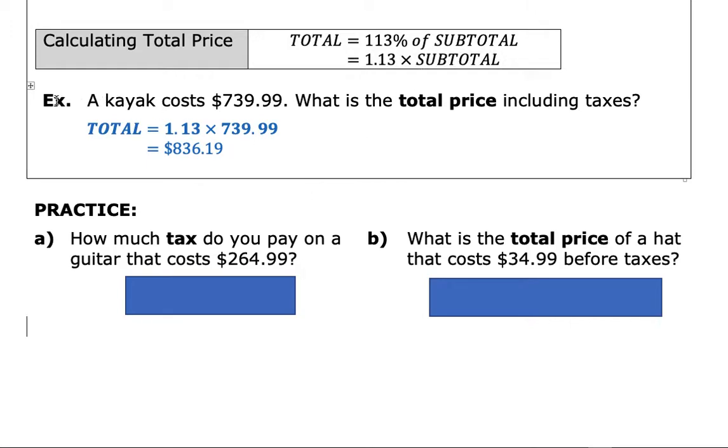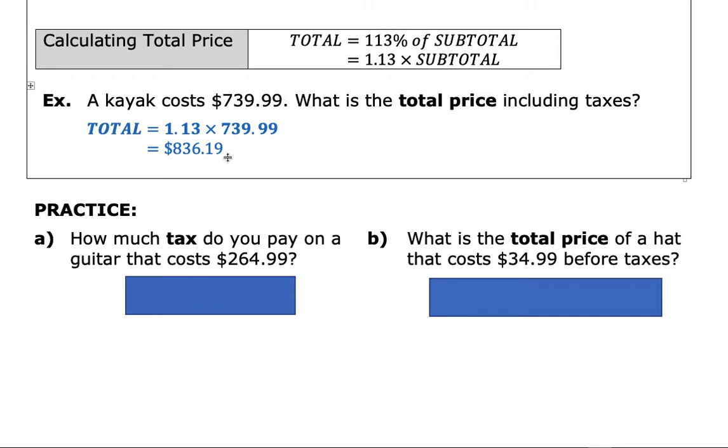Let's try it out. A kayak costs $739.99. What is the total price including taxes? So we take that factor, the number we're using to multiply, 1.13 times $739.99. Rounded to the nearest cent, that is $836.19. So the advantage of this method is that you get the answer very quickly for the total price.